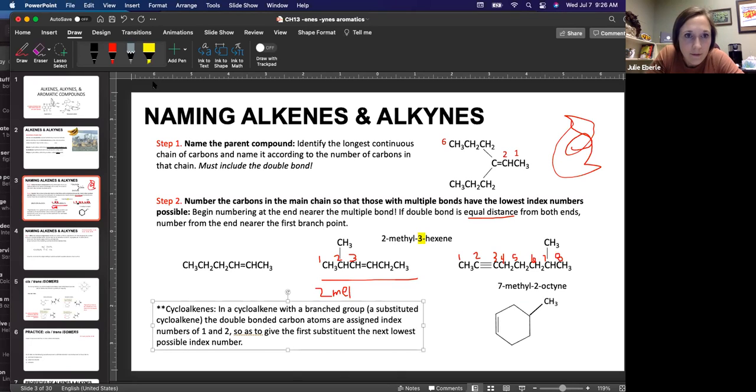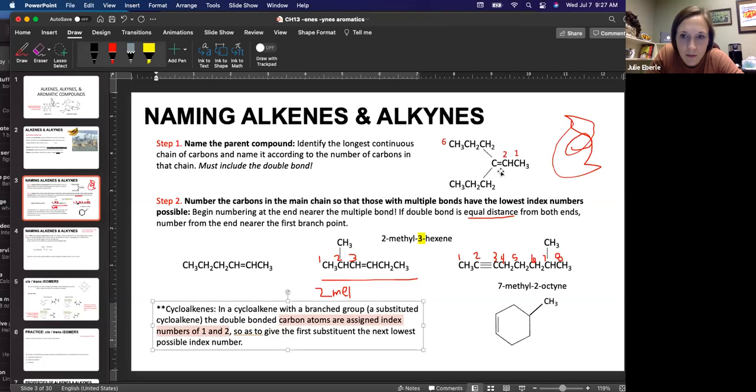Sorry, some of the chat is in the way of part of my text. But remember, part of naming is getting the numbering right. When we number this, we're going to number carbons 1 and 2 so as to give the carbon atoms in the double bond the index numbers 1 and 2.